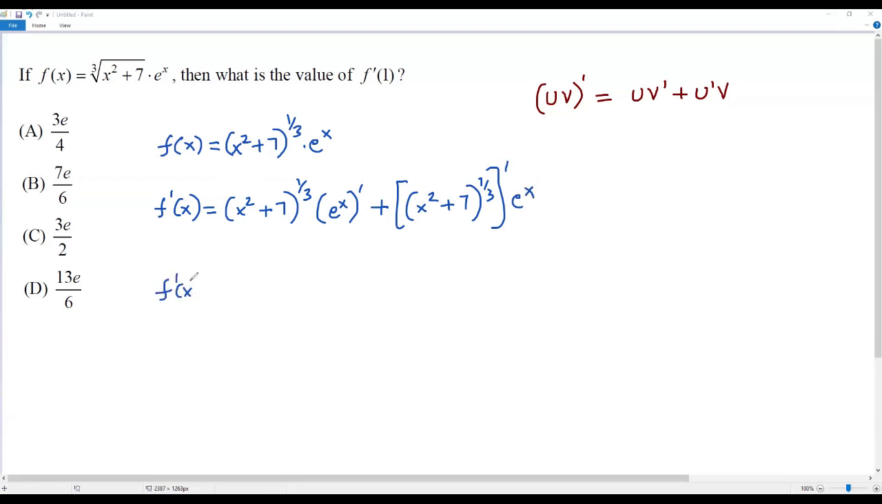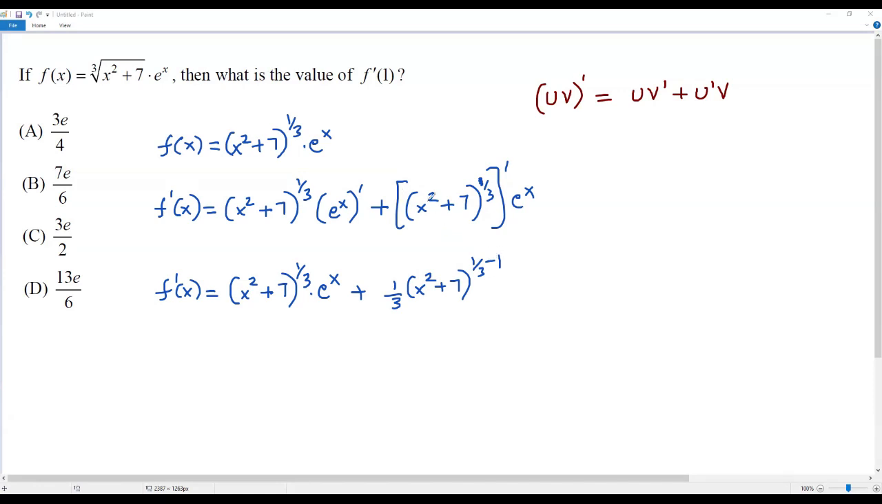Then we get f prime of x equals, let me write the first term as it is, (x squared plus 7) raised to the power of 1/3. When I find the derivative of e to the power of x, I still get e to the power of x, plus. Now to get the derivative of this one, first we do the derivative for the exponent 1/3 using the power rule. We bring this exponent 1/3 in front and subtract 1 from the exponent. So far I have completed the derivative only for this exponent 1/3 using the power rule.